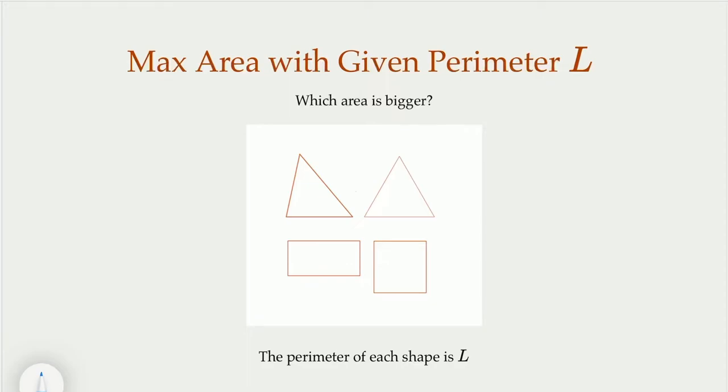Alright, so we're gonna look at this classic problem: given a parameter L, what shape would achieve maximum area? Of course, the common shapes would be triangle, rectangle, circle, and the regular polygon. Alright, so let's look into that.